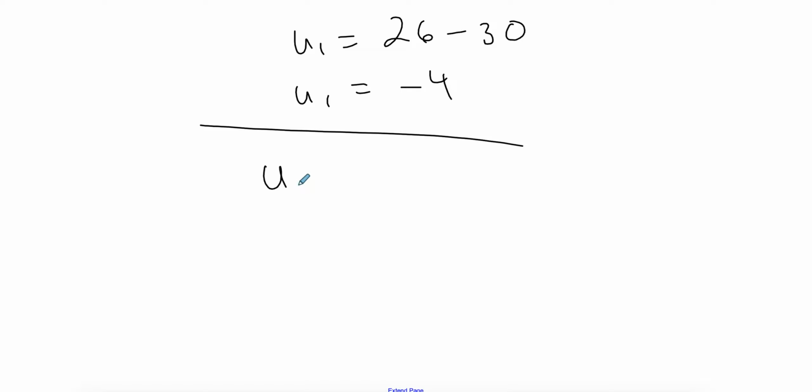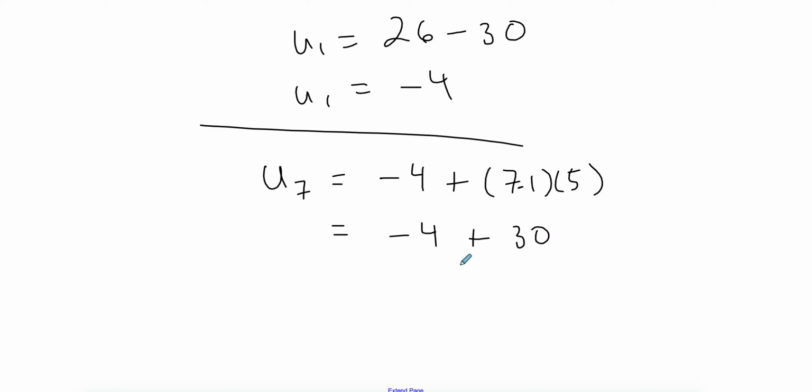Another way to check your answer would be to just use the formula again. So let's say you are trying to find U7, and you go U1 plus (7 minus 1) times the common difference: negative 4 plus 7 minus 1 is 6, and then 30, and then negative 4 plus 30 would be 26, and that would be U7. So you've checked your answer.